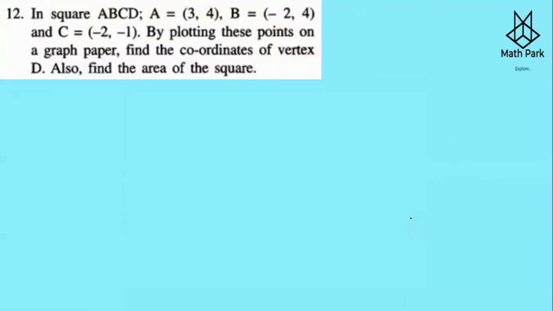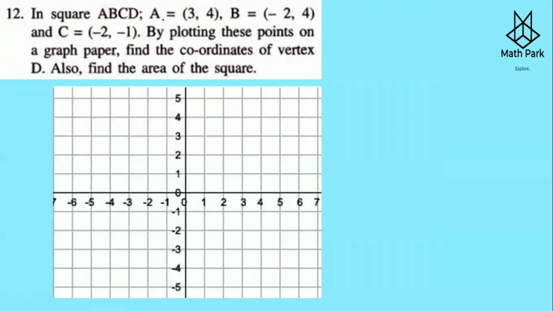Easy. Question number 12. In the square ABCD, A is (3, 4), B is (-2, 4) and C is (-2, -1). By plotting these points on graph paper, find the coordinates of the fourth vertex and find the area. So let us plot A (3, 4), B (-2, 4), and C (-2, -1).